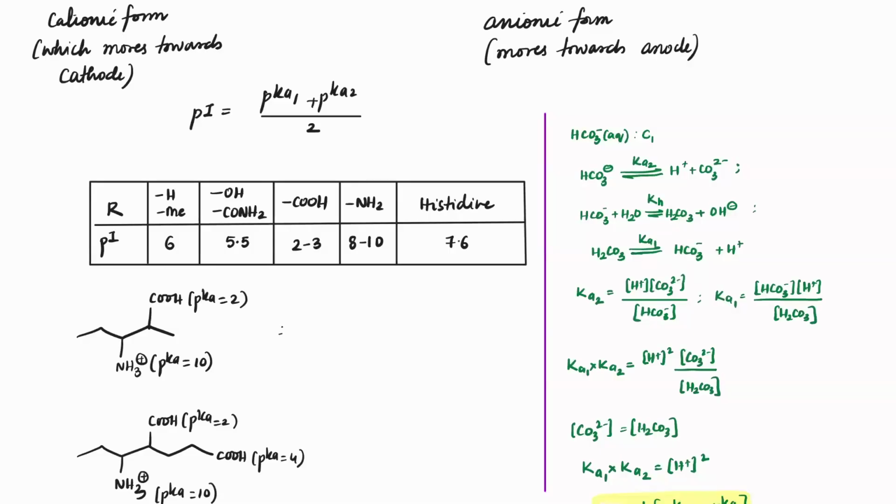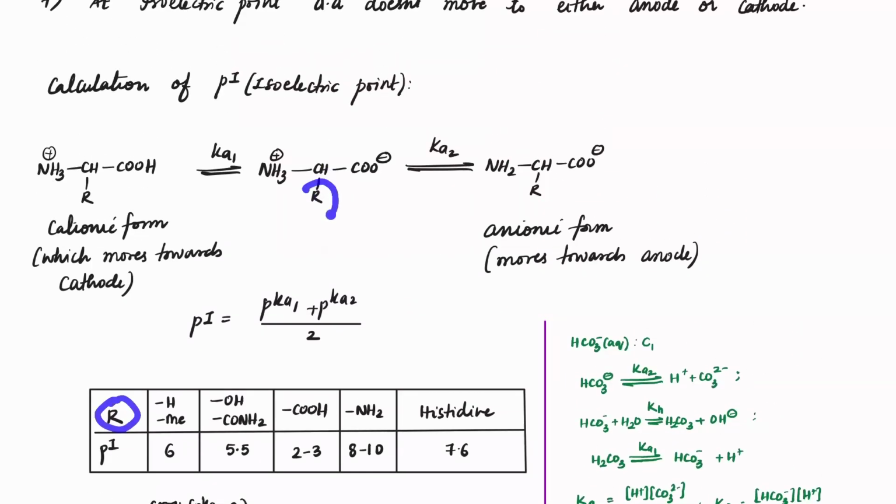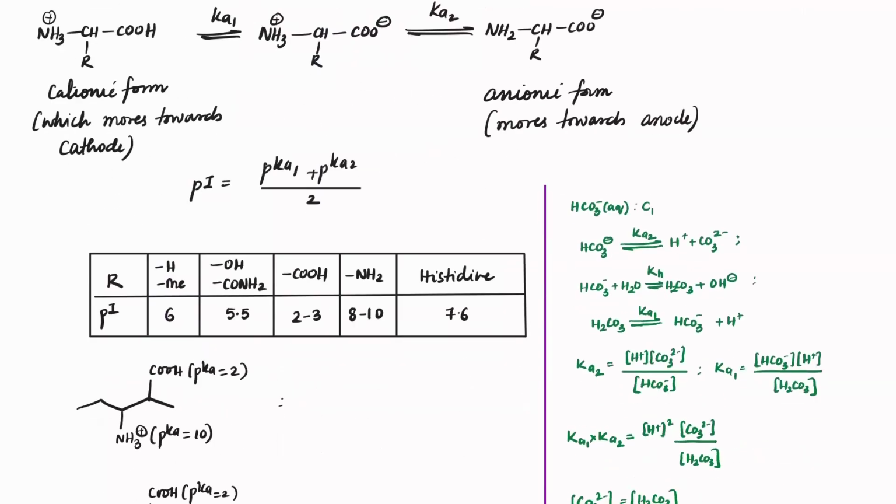What has been noticed is when it comes to different R groups, check this R group. If this R group is hydrogen, methyl, phenyl, isobutyl, butyl, all of those are neutral amino acids. For neutral amino acids, in most cases the pI value was found to be very close to 6. Clear? Next, if OH is present somewhere, that is 309.